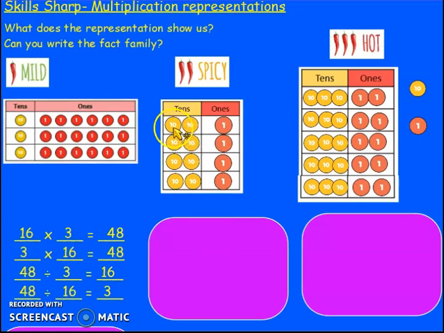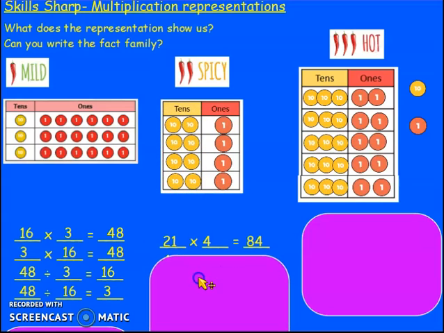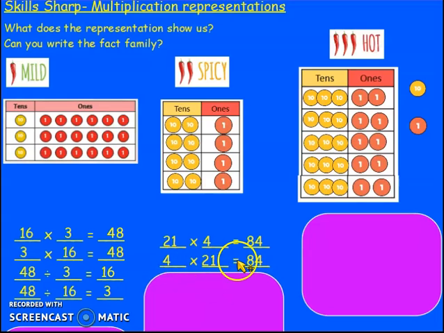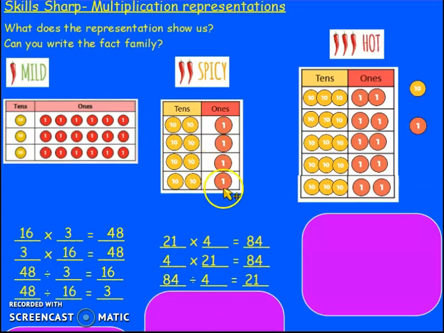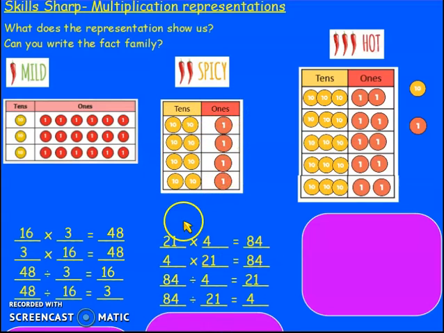The next one, we are working out 21 multiplied by 4. So 21 times 4 is 84. So we can switch those two amounts around and say 4 times 21 equals 84. Now for division, if we have 84 and we divide it into groups of 4, we will have 21 in each group. Then the other way, if we have 84 and we divide it into groups of 21, we will have 4 groups.